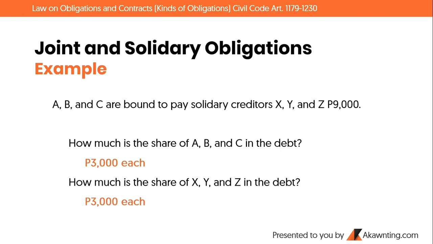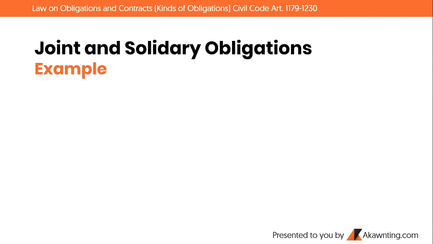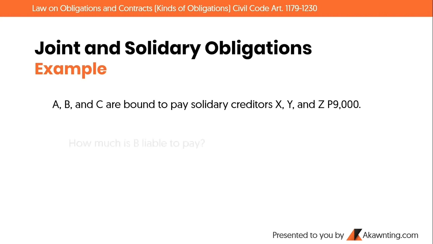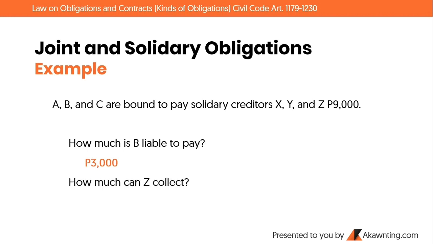Pero, hindi yun tungkol sa share. Okay? Yung pagiging solidary creditor, hindi yun tungkol sa share mo. Okay? Ganun pa rin yung share mo. Pero yun nga, di ba? Ang maiiba is yung pwede mong singilin. Which is, tingnan natin. Sa next question. How much is B liable to pay? Total hindi naman na bago, joint pa rin. Tama, 3,000. Pero kapag nagbanggit na tayo kung magkano yung babayaran niya specifically sa isang creditor, depende. Tingnan natin. How much can Z collect?